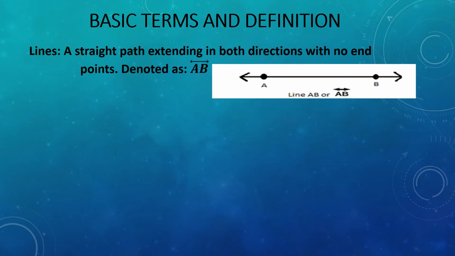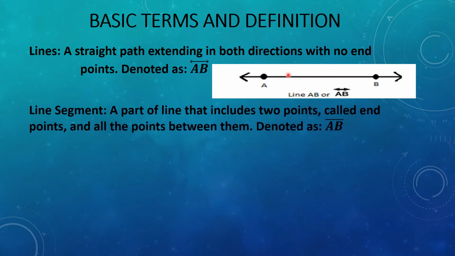The first is lines. A line is a straight path of points that has no end or beginning. Here you can see a diagram of a line and how it is denoted. For a line with points A and B, it will be denoted as line AB. If the line was XY, it will be denoted as XY and so on.